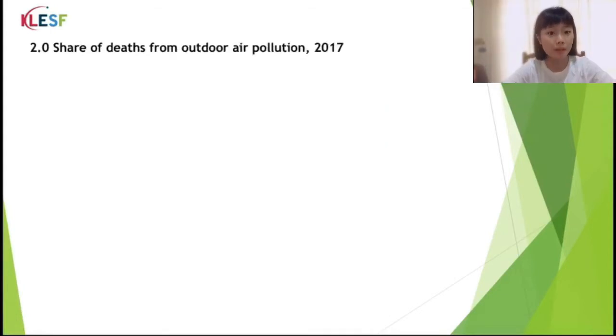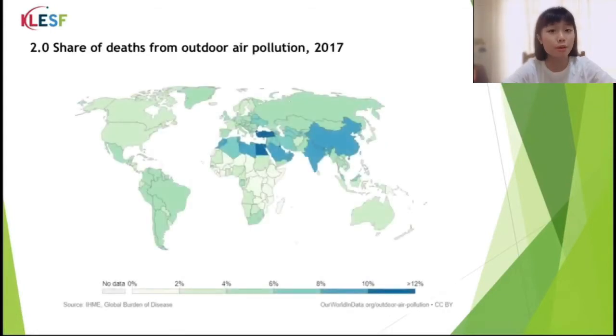As shown in the map, outdoor air pollution was responsible for 6% of global deaths. In some countries, it accounts for 10% of deaths or higher. Death rates are particularly high across middle-income countries. Countries across Asia, for example, India, China, Pakistan, Bangladesh, and Central Europe have high death rates.